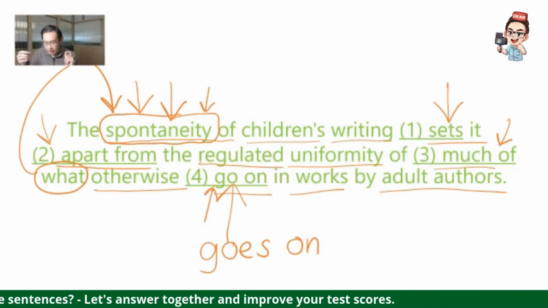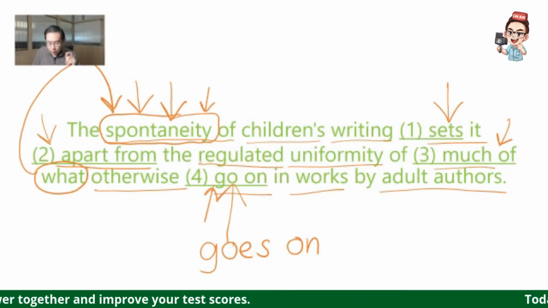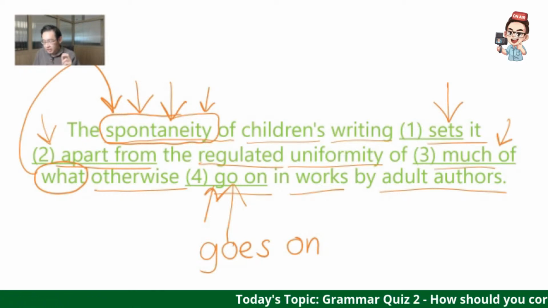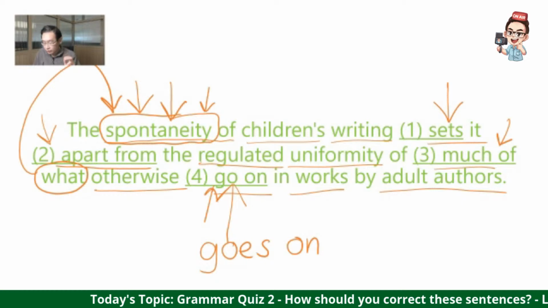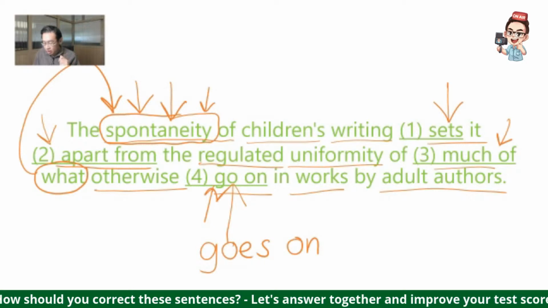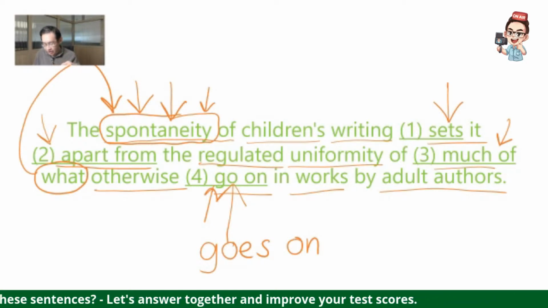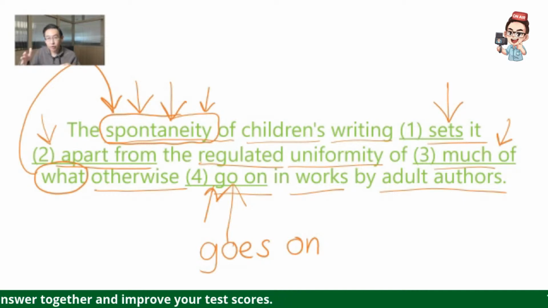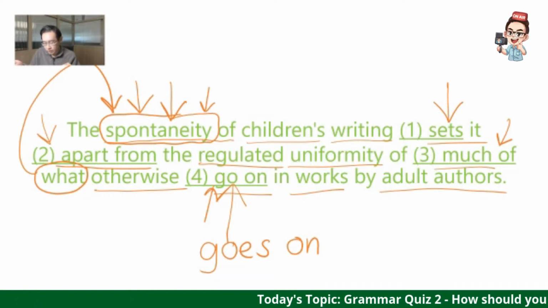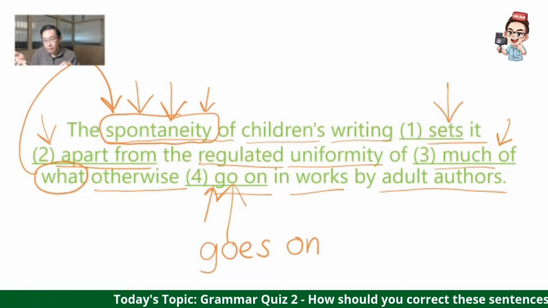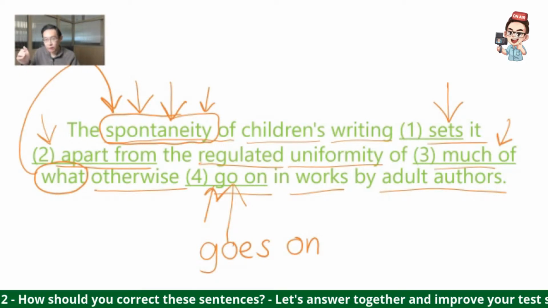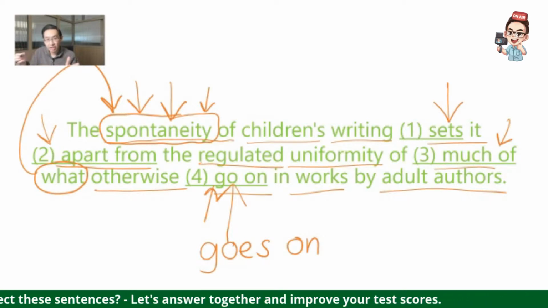If you're unsure, just replace what with the word spontaneity. So it becomes the spontaneity of children's writing sets it apart from the regulated uniformity of much of the spontaneity which go on in works by adult authors, something like that. So as you can see, what is kind of like a pronoun for the word spontaneity. So it has to be in the same form. So that's why we need the same form of verb as well. That's why in this case, we write goes on, which is a verb for singular or uncountable nouns, all right?